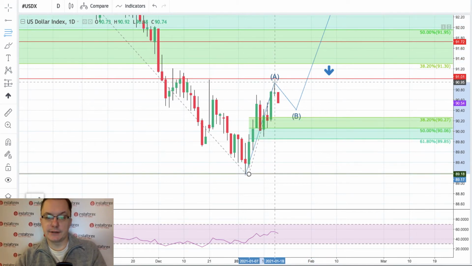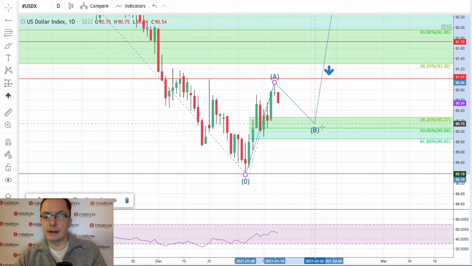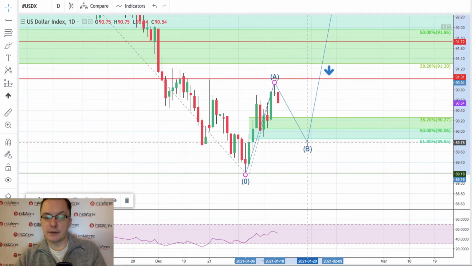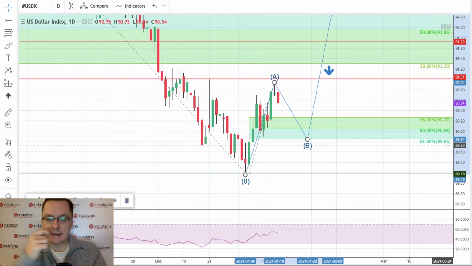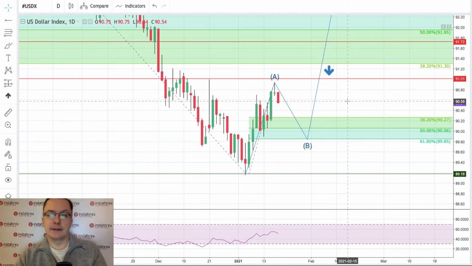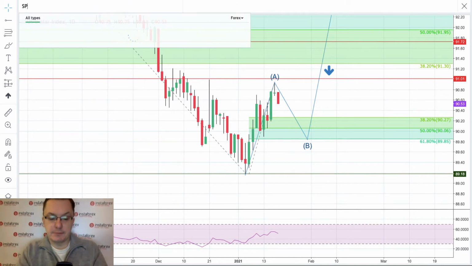If we just add some sort of retracement here, and if we assume that this is the top for the wave A, we can see that wave B can of course stop, there you go, at 61% of the Fibonacci retracement, 89.90, 89.85. So that's almost the same in this matter. So wave B in progress on the US dollar index.